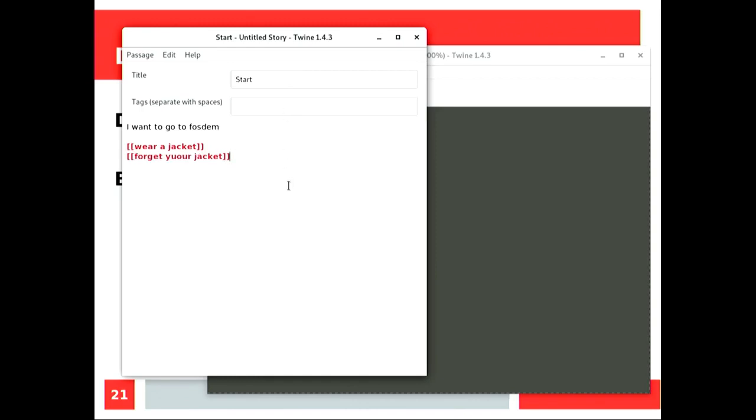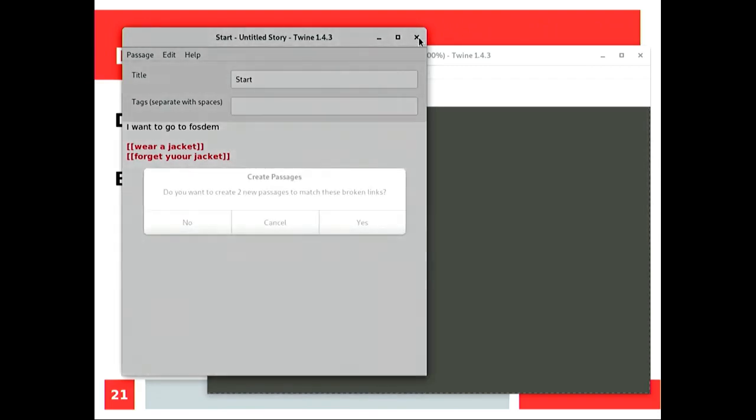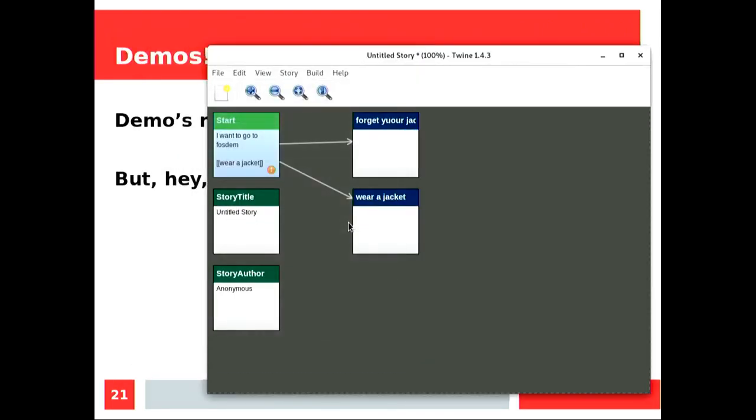So here's my first room, my first passage. And so I've written it. These are, of course, hypertext links. I shut down this, and it's going to say, do you want to create these two new passages for these broken links? Yes. Spelling is hard. I don't really believe it in the first place. Open for me, baby. You can do it.